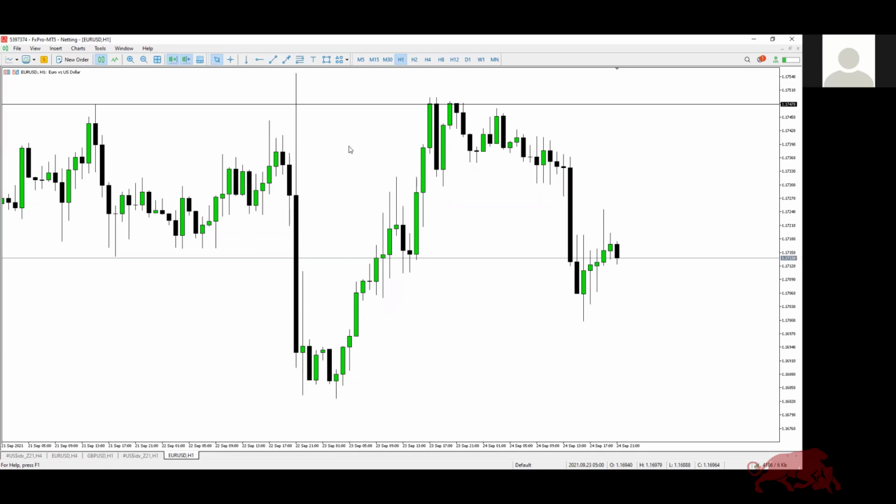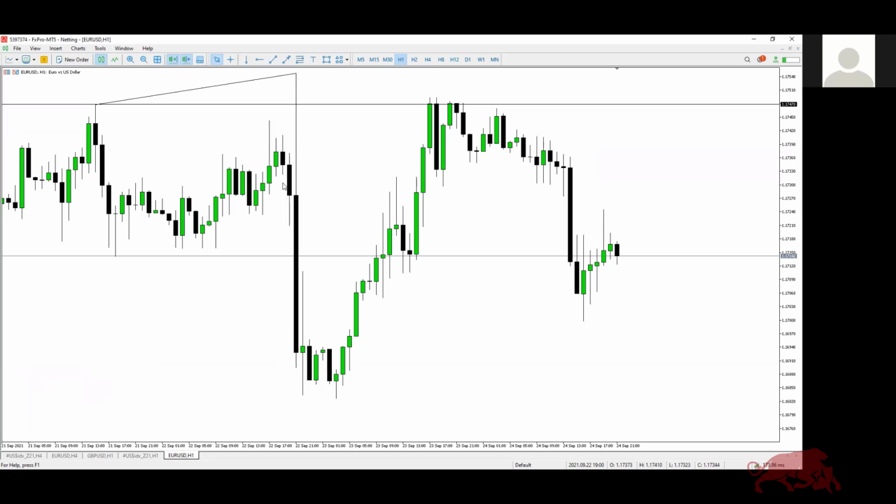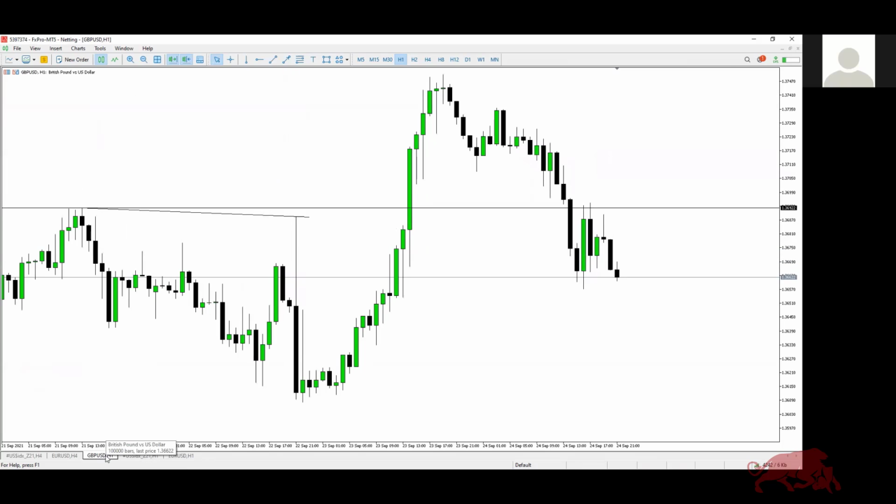While we saw Euro USD distributing, price created a new high in the market. That's a stop hunt of buy stops. Now remember, this is all happening during FOMC. When you look at dollar index, it created a new low, which was mirrored with a new high on Euro USD. But Pound USD did not mirror the same price action. Pound USD was supposed to create a new high, right?